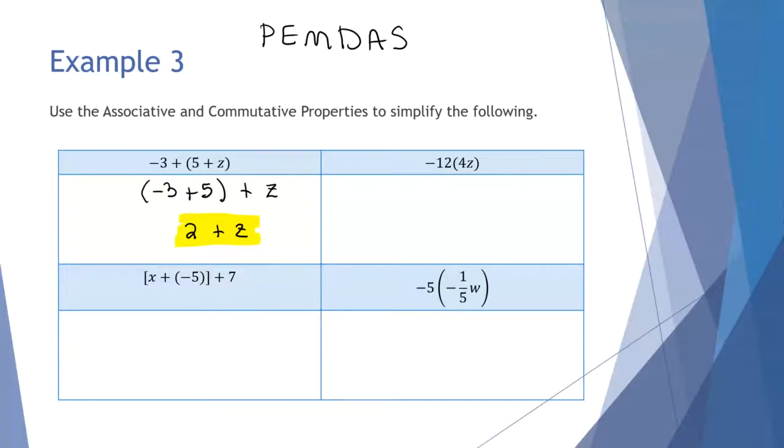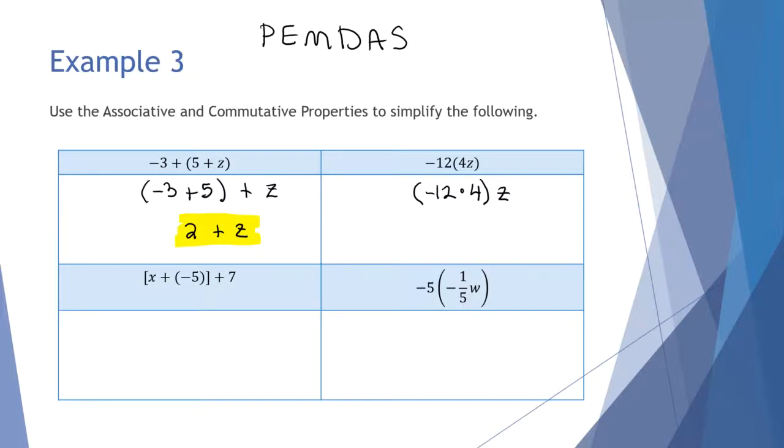Now on the top right here, I have -12 times 4z. So that 4z is really 4 times z. Multiplying a letter by a number, that still doesn't really mean anything to us. But we can use the associative property to kind of rearrange where the parentheses are. So I can move my parentheses to the left to do -12 times 4 instead, and then put the z in the end. So I'm just moving my parentheses so that they're around the numbers.